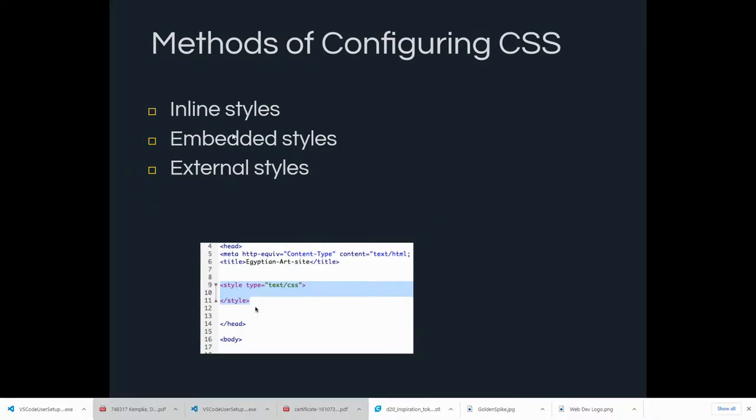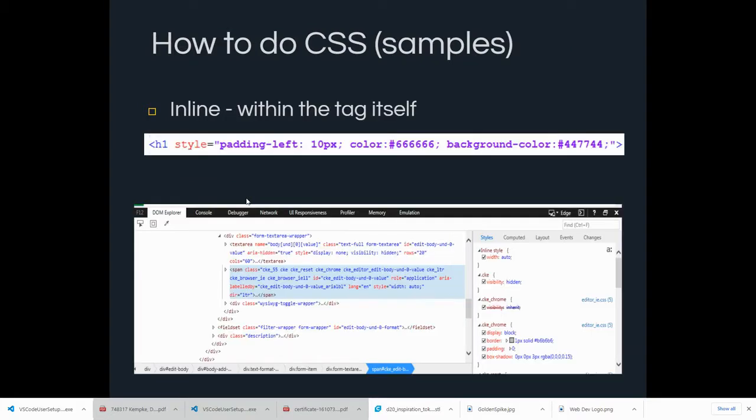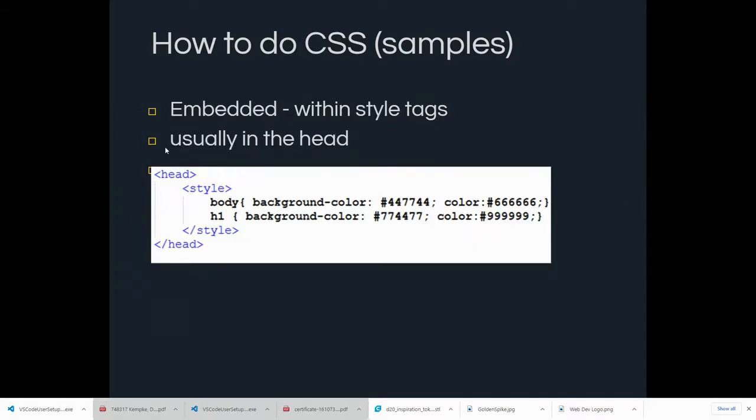There are three different ways we can use CSS. We can have inline CSS, embedded styles, and external styles. Inline is essentially within the HTML tag. Within the HTML code, we write style equals, and then our property that we want to change and our value that we're changing it to. There's no need for a selector because it's within the HTML tag. And this is called inline style.